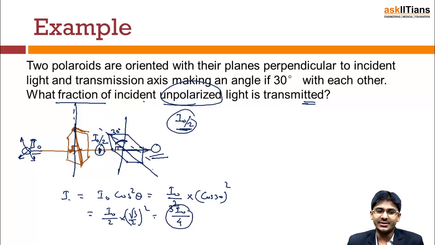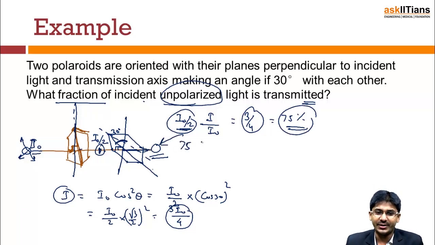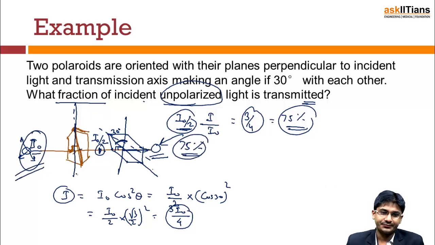What is the fraction of the intensity? This is I. What is I by I naught? This is 3 by 4. That is 75%. So what is the intensity that has crossed this? What has come out from here? It is 75% of the intensity. So it was this I naught.